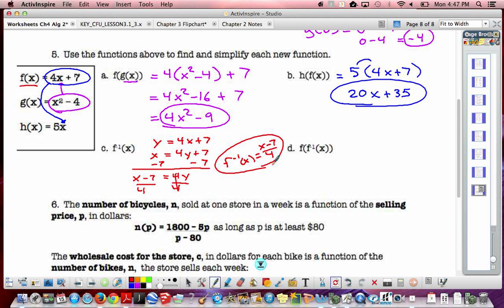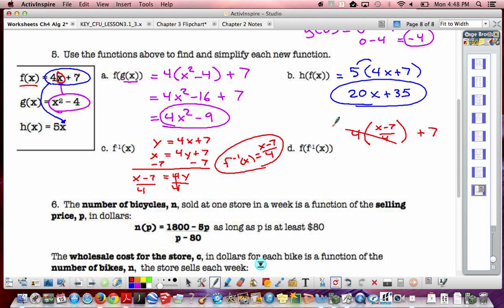So now on the next part, I want to take this inverse function and put it in the place of x right here. So I'm going to go 4 in parentheses x minus 7 all over 4, and then I want to add 7 to see what happens. This is the cool part.